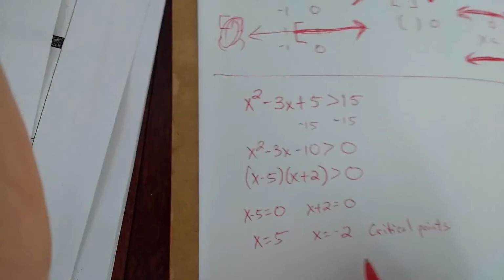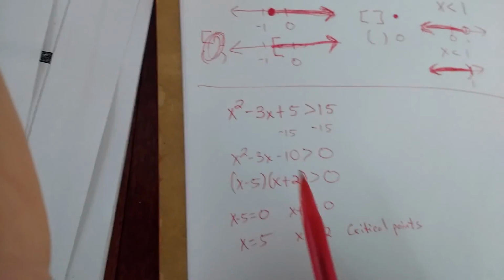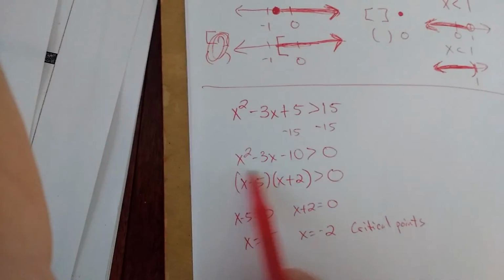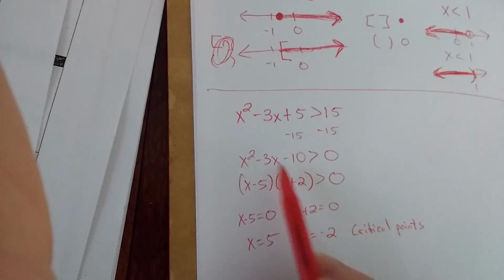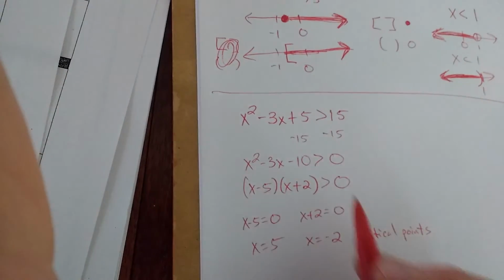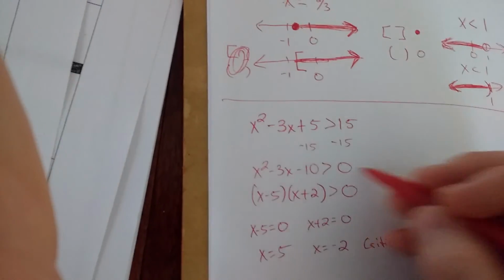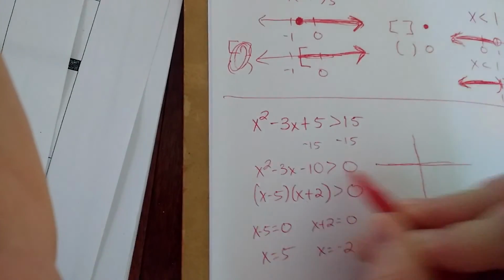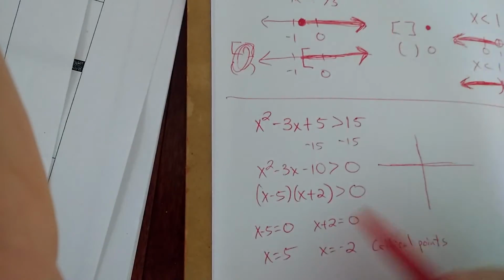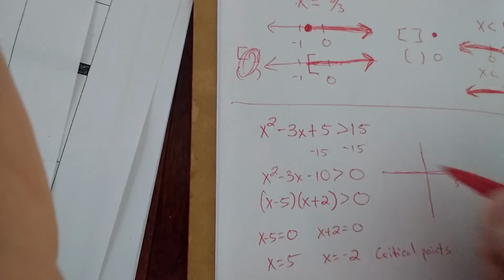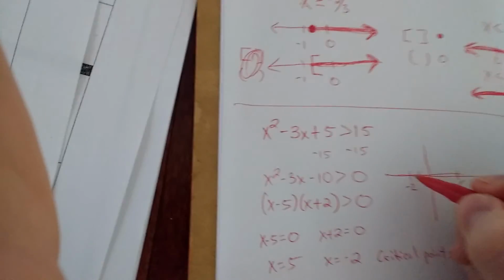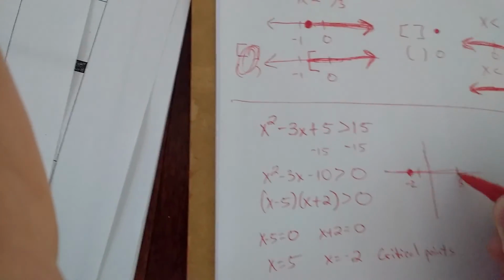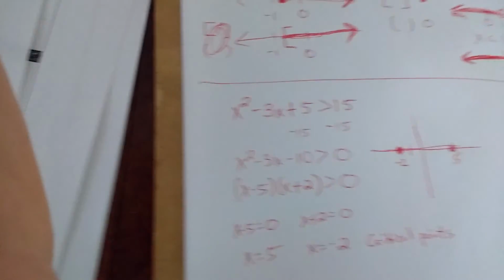And the reason those are critical is because for this function right here, these are the x values that will make it equal to 0. And so if you think about it graphically, here's my graph of this. When x equals 5 and when x equals negative 2, the function is equal to 0. So it's going to be those 2 points right there.